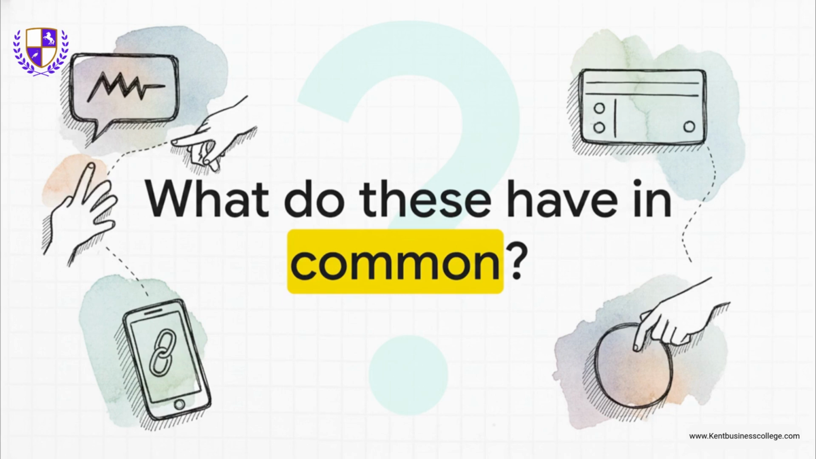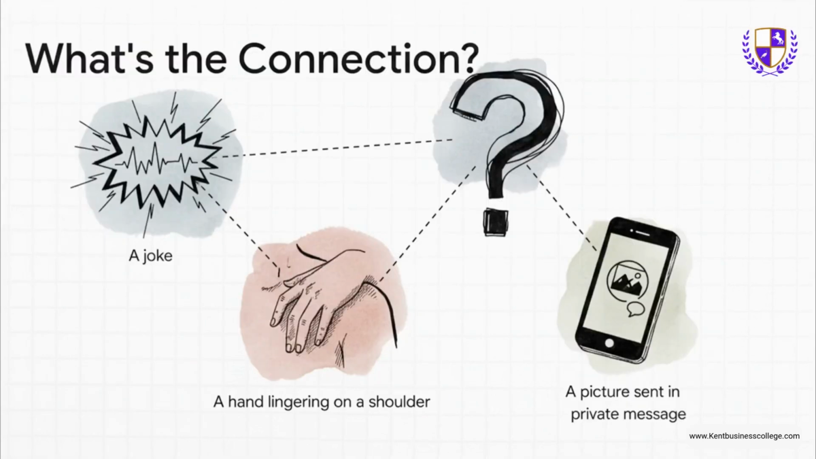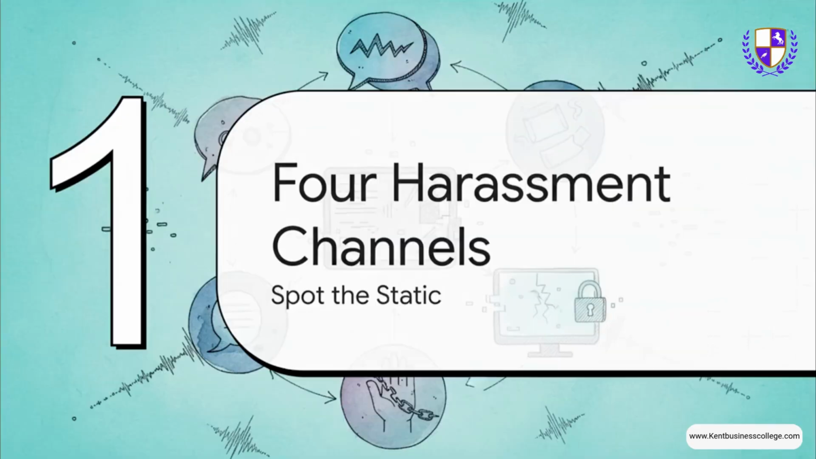You ready? So, at first glance, these things seem worlds apart, right? A joke, a simple touch, a picture on a phone. But I promise you, by the end of this quick explainer, you're going to see the one crucial thread that ties them all together. So stick with me. To figure this out, let's think of harassment like it's being broadcast on 4 main channels. And just like a radio, if you know what to listen for on each channel, you can instantly spot the static, that annoying, unwanted noise that just messes up the whole environment.